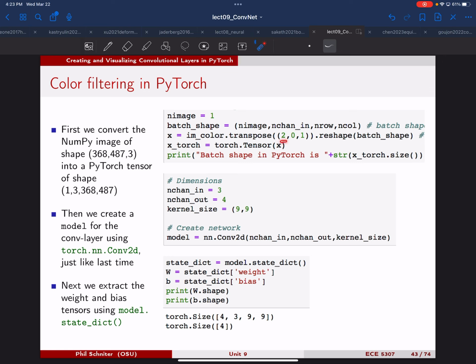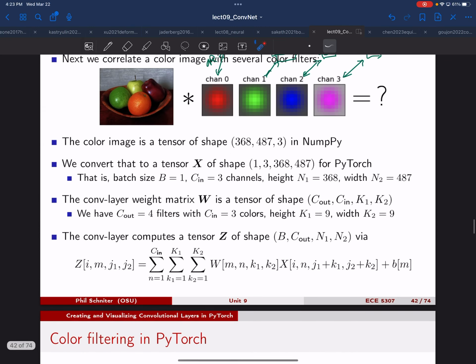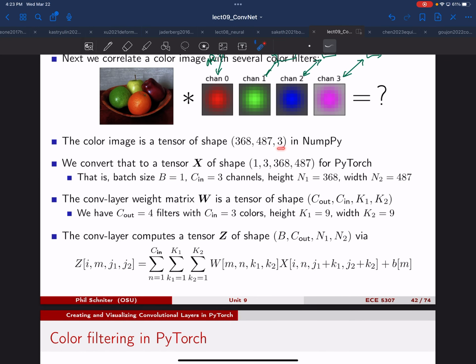First, choose dimension 2, then choose dimension 0, then choose dimension 1. So first choose dimension 2, then 0, then 1. That puts it in this order. Okay? So that's how we get that.